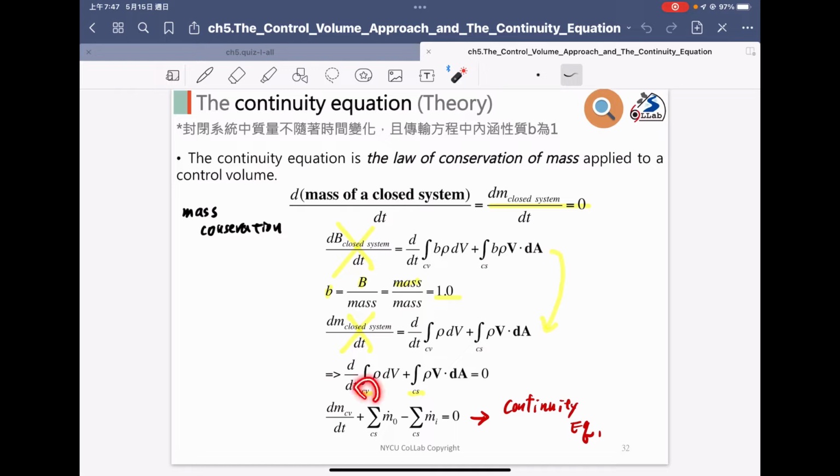changes in the control volume with time and the control surface. Integrate all of the property changes along the control surface. So if we only focus on the extensive property, which is the mass, we know that the intensive property B is equal to 1.